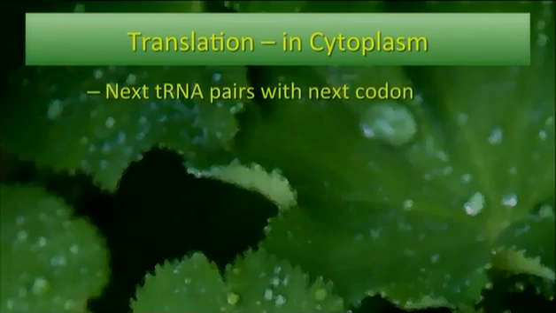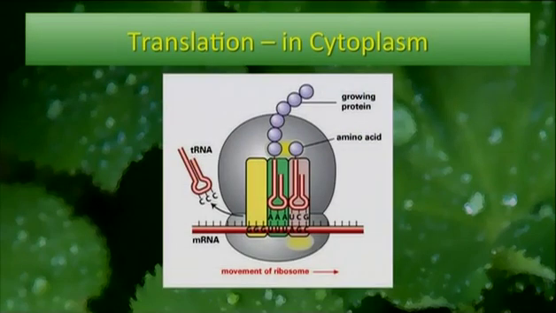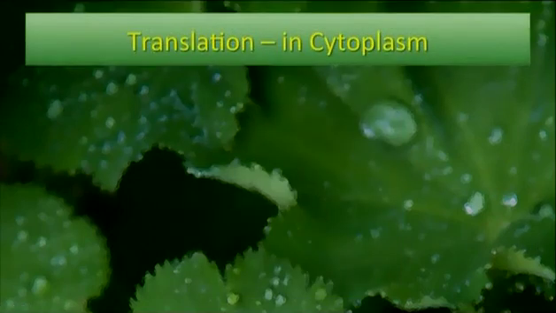Next, the next tRNA pairs its anticodon with the next codon and attaches its amino acid in a peptide bond. You see the peptide bond is going to occur between these amino acids, and then the tRNA goes away, and then the ribosome moves over, and another one happens.